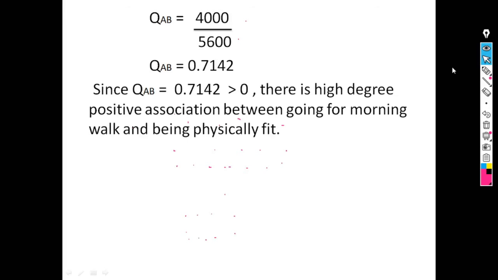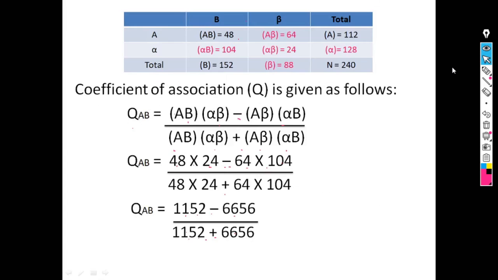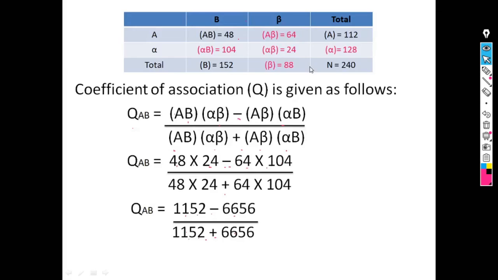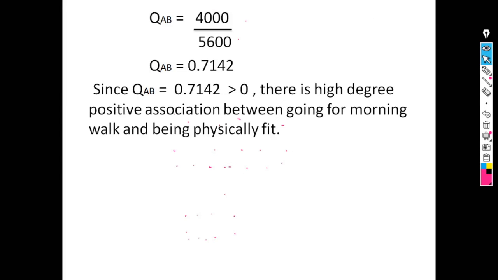0.7142, which means the value is greater than 0. And we know the interpretation: if Q of AB is greater than 0, then the attributes A and B are positively associated, which means there is positive association between the two attributes A and B. The value is 0.7, which is approximately nearer to 1. So we can say that here is a high degree positive association between going for morning walk and being physically fit. So here, high degree positive association.